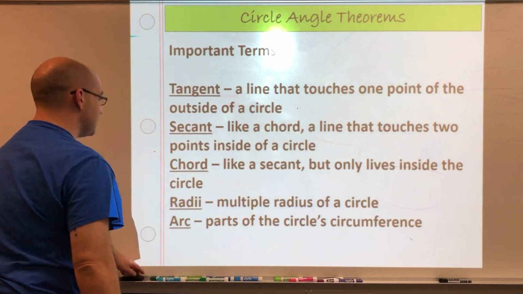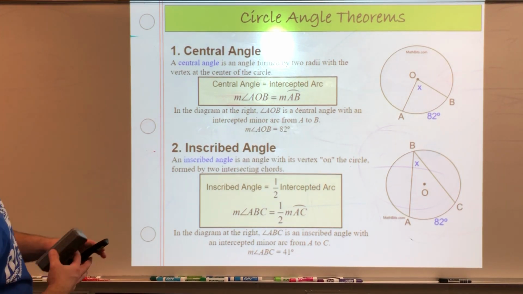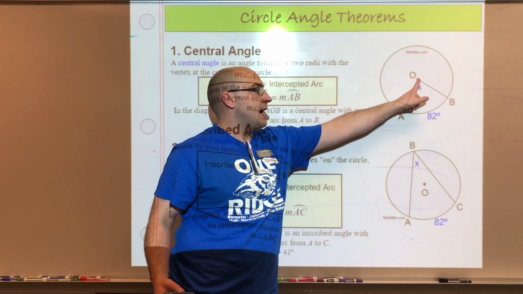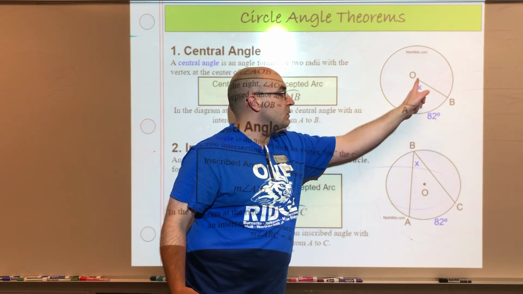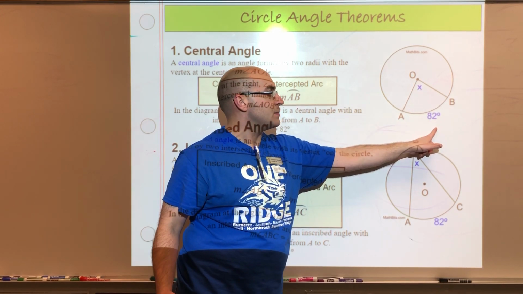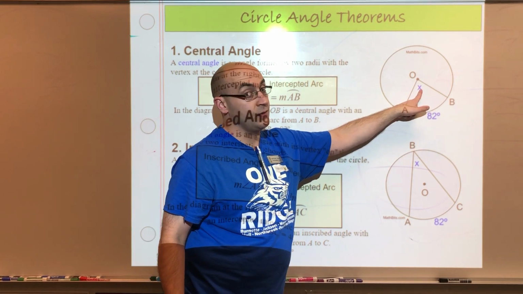Moving forward, let's get into the actual theorems. Pretty easy overall. Number one, central angle theorem. Basically what it says is, if I have a center of a circle that's identified and an angle protruding to either side with 2 radii, I have the same measurement of the arc as I do for that angle. Okay, so this would be 82 as well.